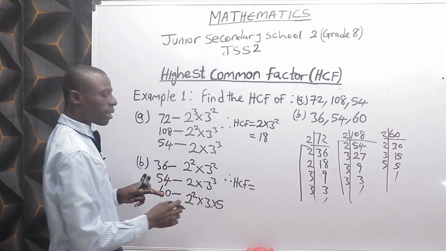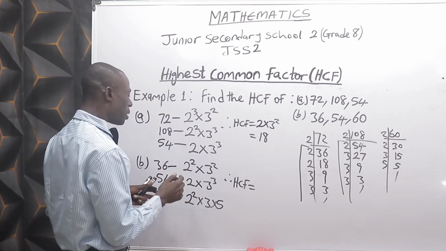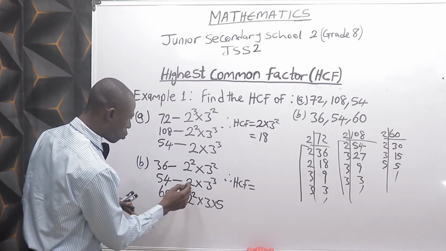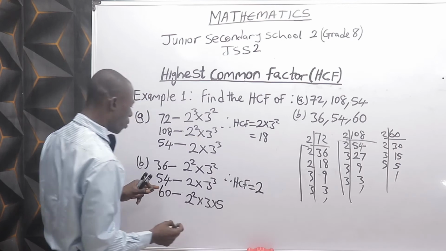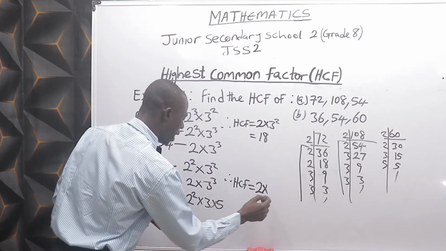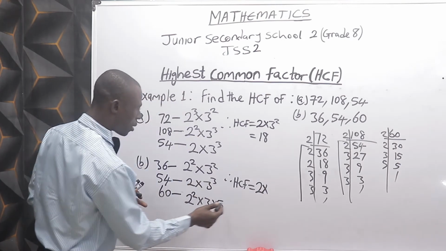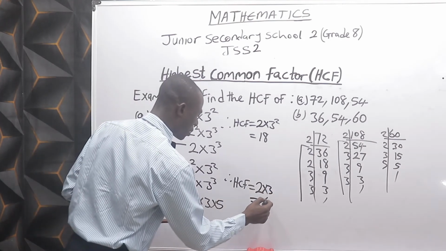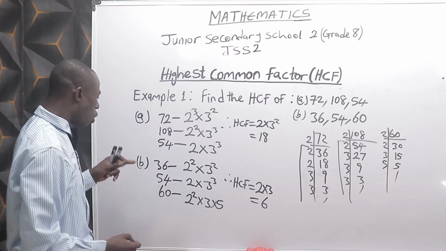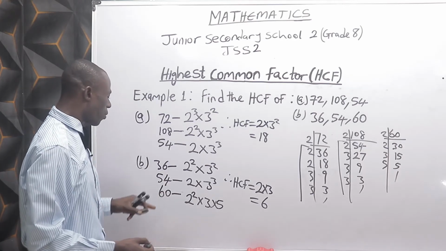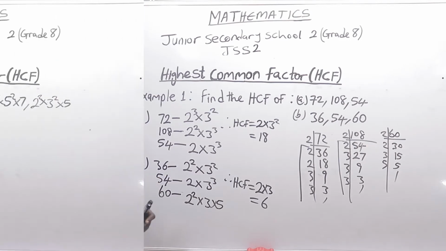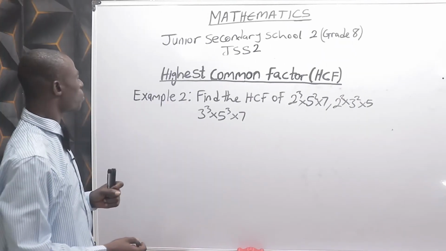But the 2 and 3 that are common, we take them in their lowest power. In the first, 2 raised to power 1 is the lowest, times 3 raised to power 1 is the lowest. So the answer is 6. The HCF of 36, 54, and 60 is 6. And that is that. Let's consider example 2.